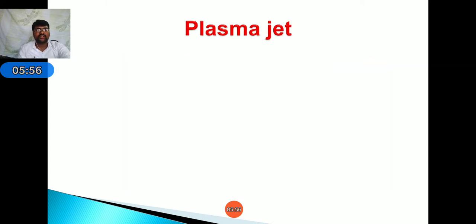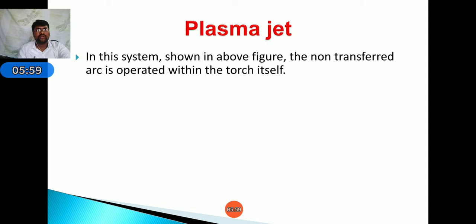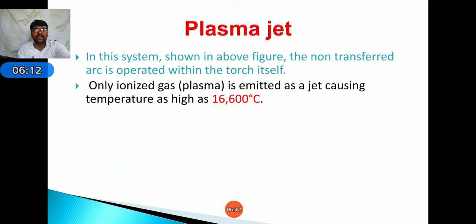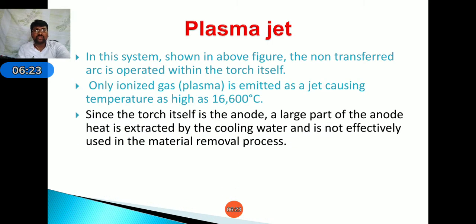Next, coming to plasma jet. In this system, as shown in the figure, the non-transferred arc operates within the torch itself. The anode is the outer nozzle of the torch. Only ionized gas is emitted as a jet, causing a temperature as high as 16,600 degrees centigrade. Since the torch itself acts as the anode, a large part of the anode heat is extracted by the cooling water and is not effectively used in the material removal process.